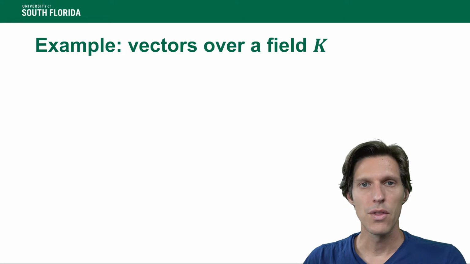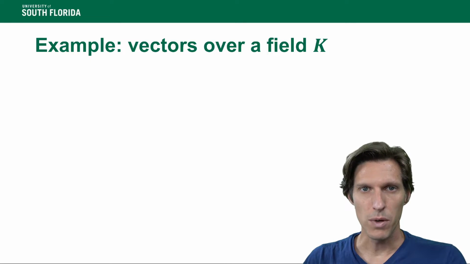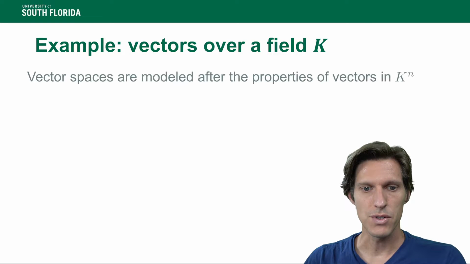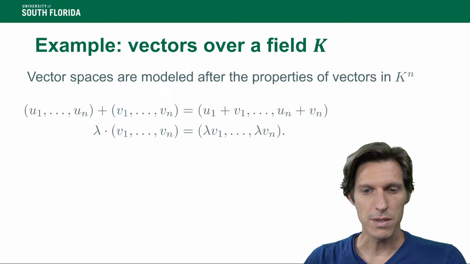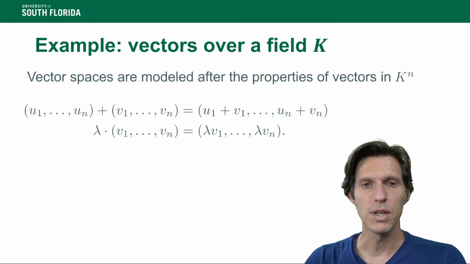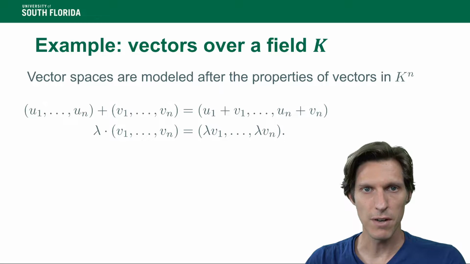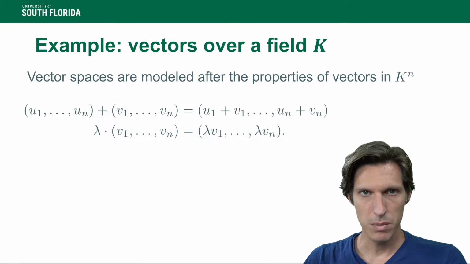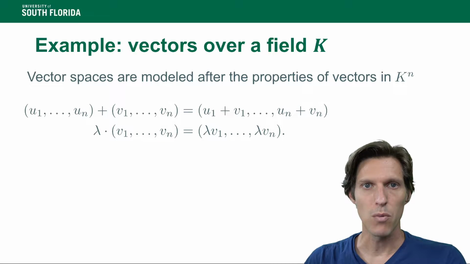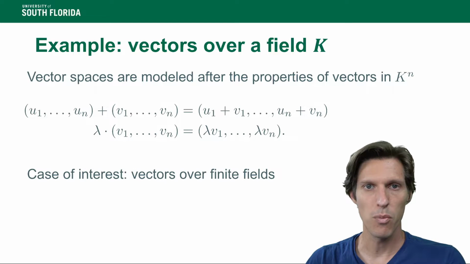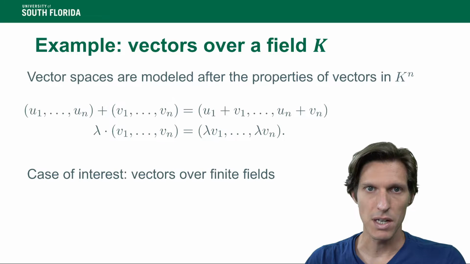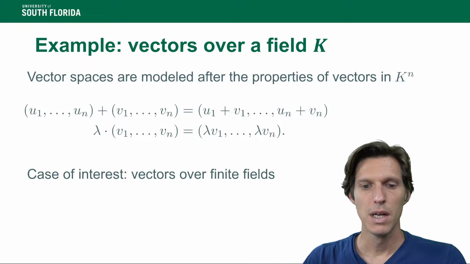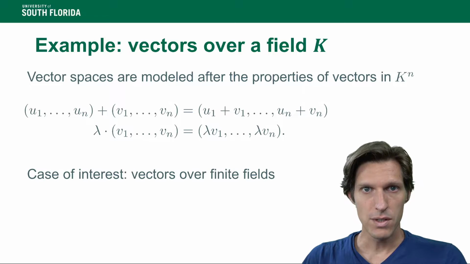Vector spaces are called that way because they mimic the properties of vectors. So the space of vectors over a field K is the perfect example of a vector space. If we define the addition and the multiplication in the most intuitive way, where the addition is coordinate-wise and the multiplication by mu is also coordinate by coordinate, then we have all the properties. We'll leave them as an exercise, but we have all the properties that are desired. So vectors over finite fields are very interesting to us.